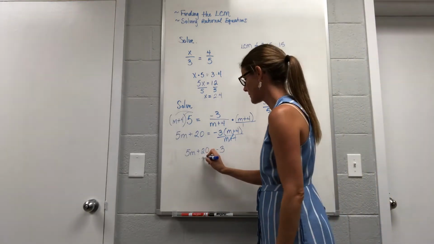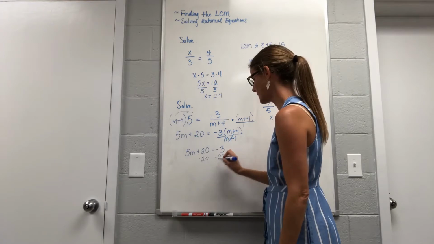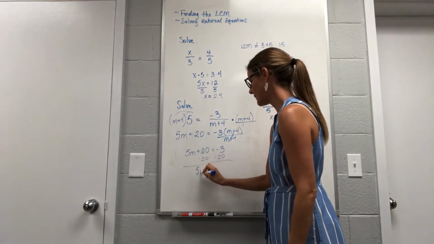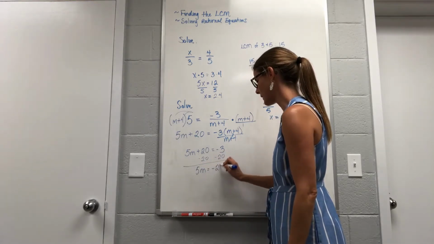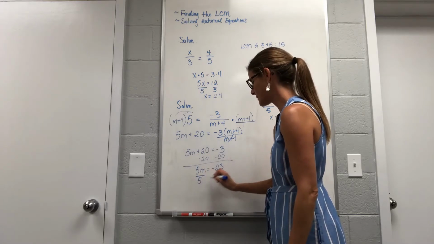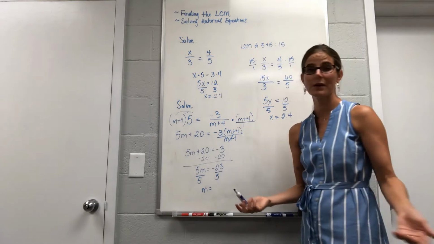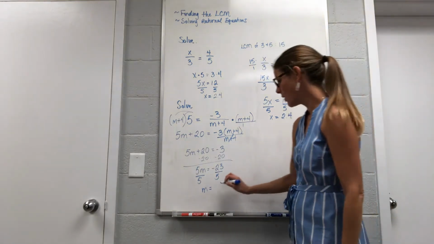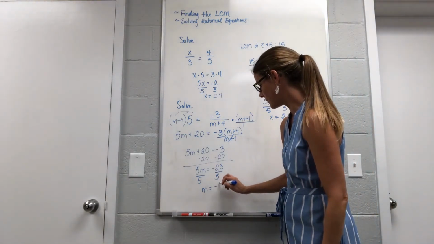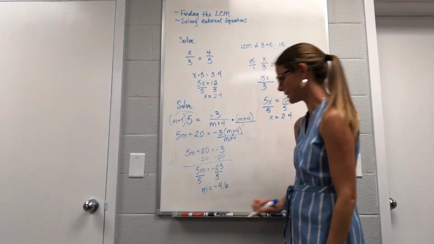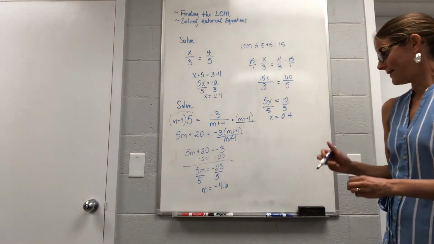So we're going to subtract the 20 on both sides and just solve the linear equation, and we're left with 5m equals -23. And dividing by 5 on both sides, we will get m equals -23 over 5. You could leave that as an improper fraction, or as a decimal, that will be -4.6. And that is your answer.